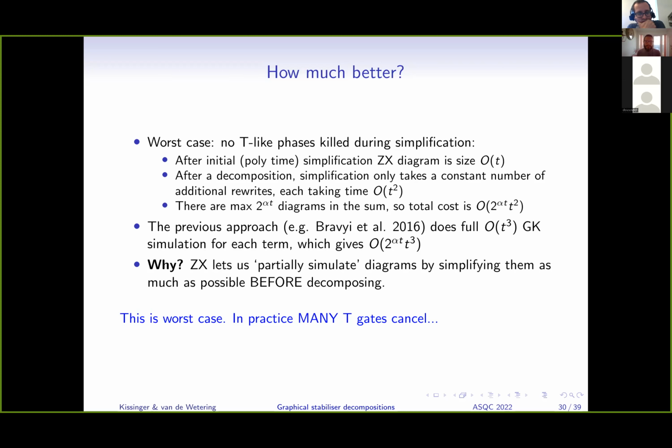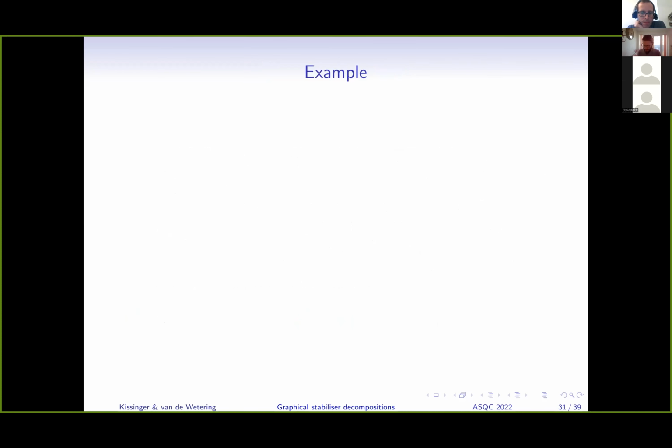Okay, so this is just the worst case. In practice, many T gates can cancel out. So I'll just look at an example and give a little demo. Here's a hidden shift circuit.